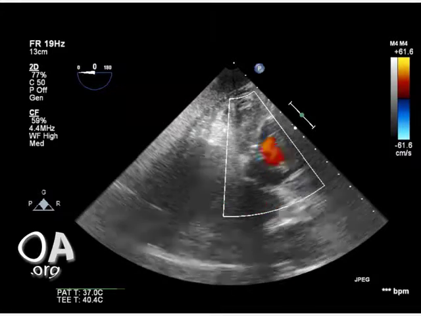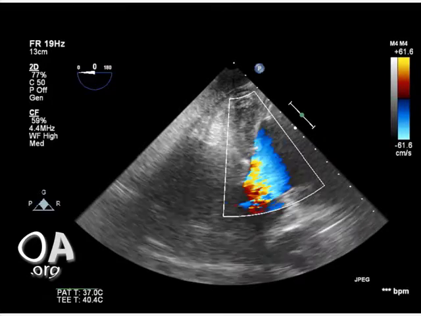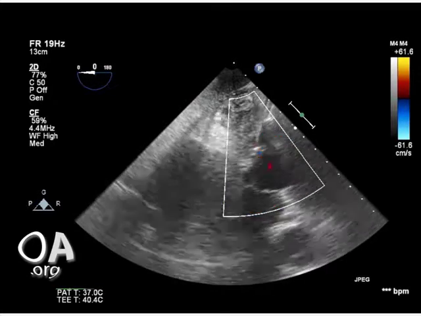This is the same transgastric view with color flow placed across the new VSD patch. The repair appears to be intact with lack of blood flow through the defect patch.